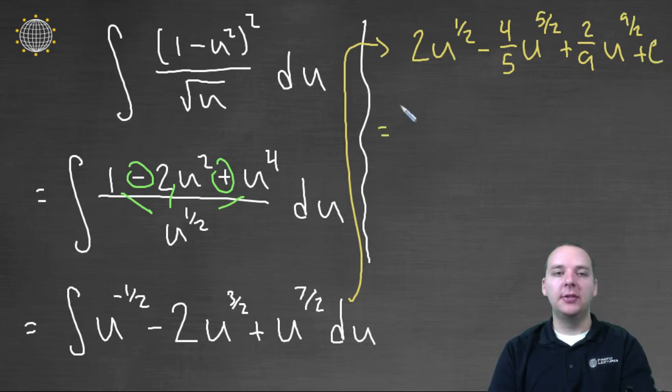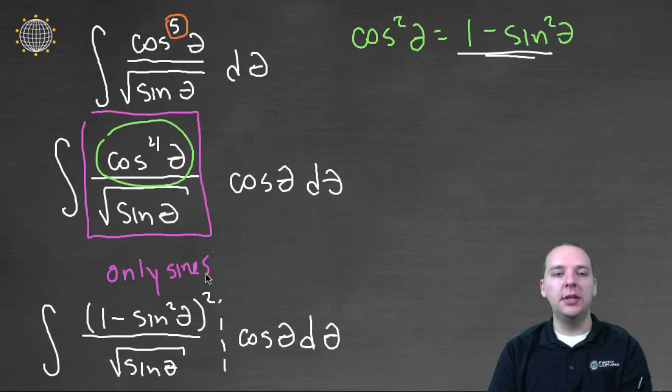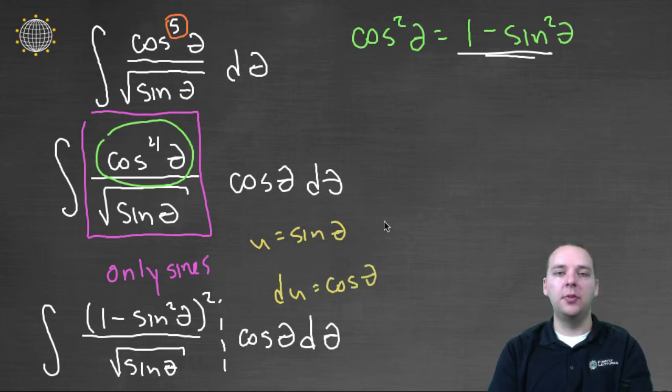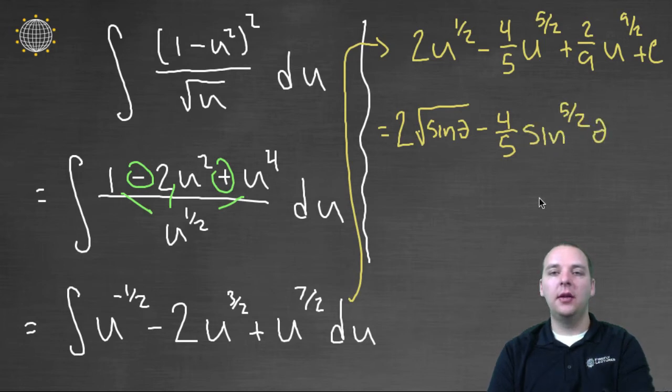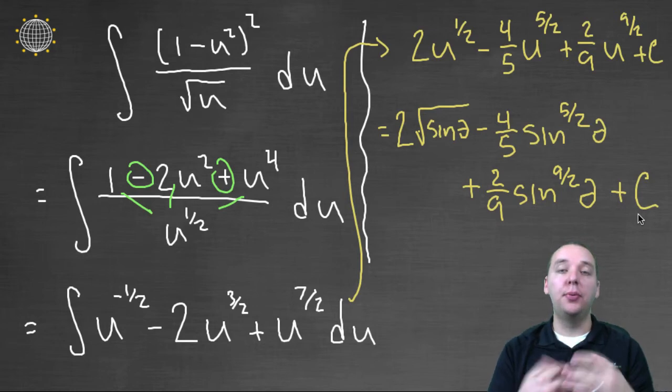All right, so the final answer, I don't know if I can squeeze all this in here together, but we would have 2. And then now we have to go back and figure out who the u was. U was equal to, if cosine was du, then u was equal to sine theta. And that's what made du equal cosine theta. So I'm going to take all the u's out and replace them with sines. So we'd have 2 times the square root of sine theta, minus 4/5 sine to the 5/2 of theta, plus, I'm kind of running out of space, so I'll wrap it around down here, 2/9 sine of 9/2 of theta plus c, right?